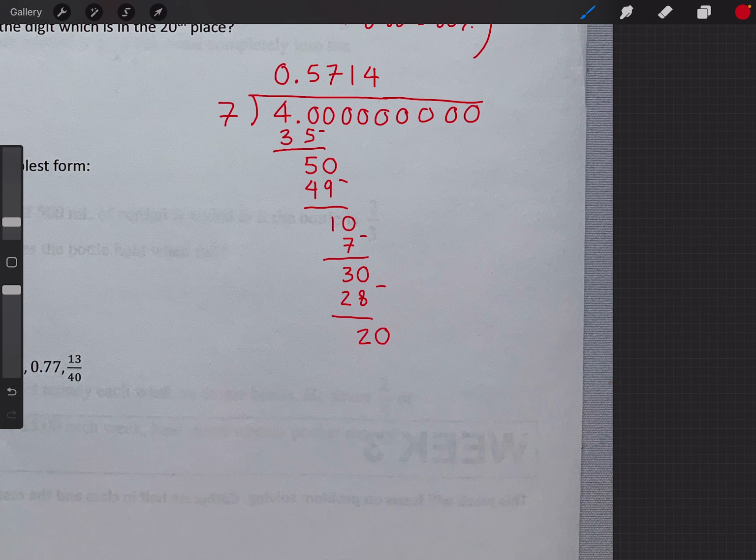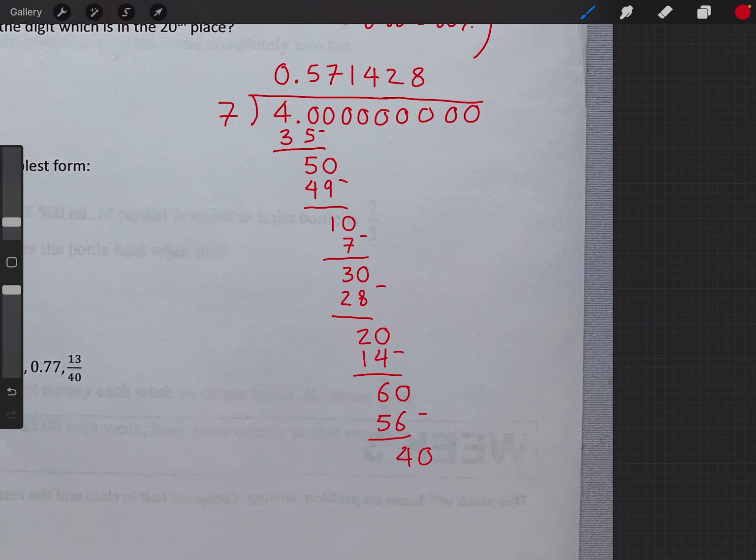Bring a 0 down and you get 20 divided by 7, and that gives me what, 2? Yeah, 2 times 7 is 14. Subtract, you get a 6. Bring the next 0 down. 60 divided by 7 is 8. 7 times 8 is 56. Subtract and you get a 4. Here we go. Bring the next number down, you get a 40.